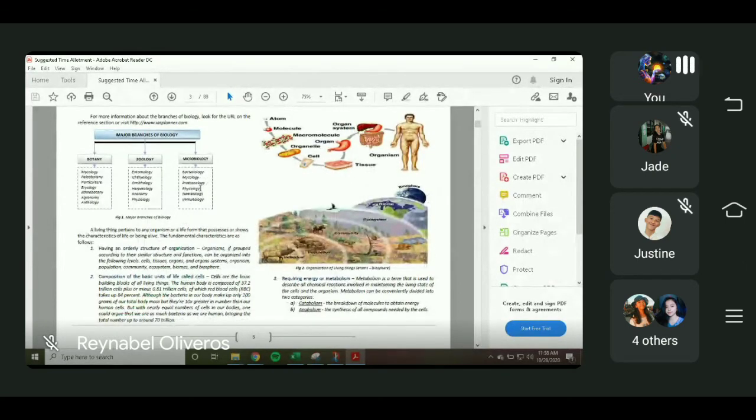Okay? So, as you can see here in the table, there are 3 major branches of biology. Okay? So, these are the botany, the zoology, and the microbiology.